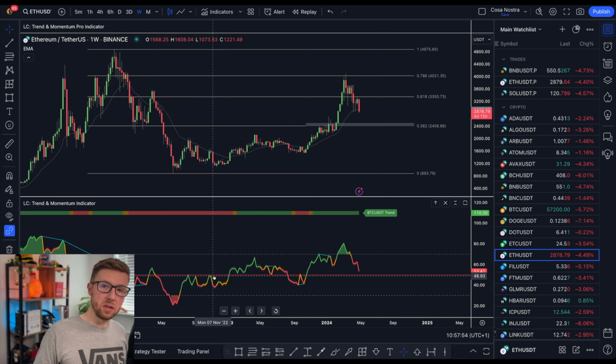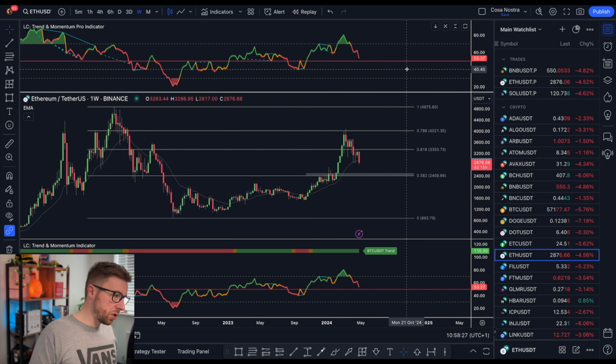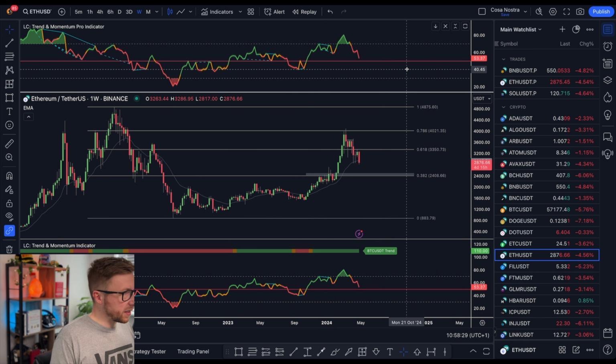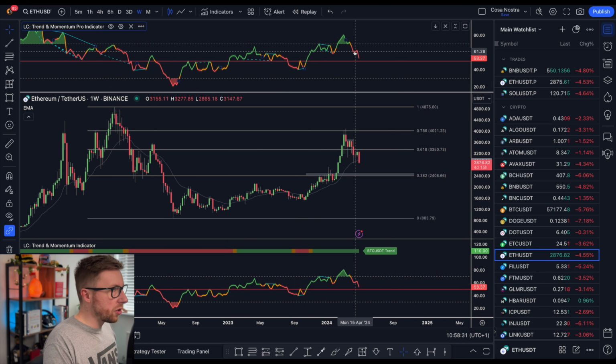And also, not to mention, you are below the EMA 21, which is massively, massively important. So what we're going to do now, I'm going to compare the professional version. So the main difference with the professional version is quite a few things, actually. You can change a lot of the stuff, right?